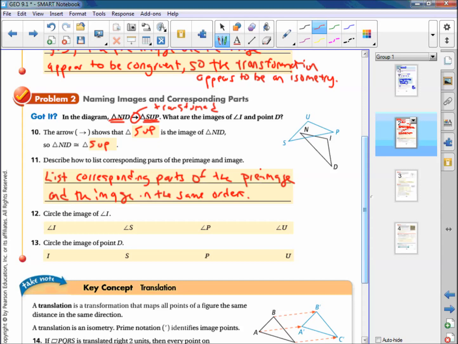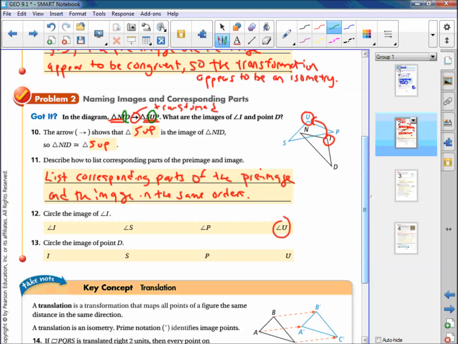Okay. So I is here. This is the pre-image, and I went to U. Okay. So it moved around to where U is. And we can tell that from our original thing, where it shows here that I and U are both in corresponding parts. Okay. Now circle the image of point D.